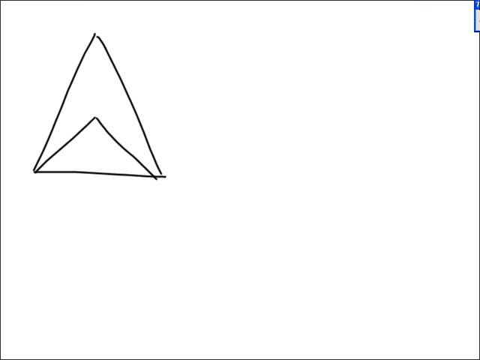Okay, let's try this one. You're given a triangle or a diagram. You're given this nice, beautiful triangle. There's another triangle inside it. A, B, C, D, and E.